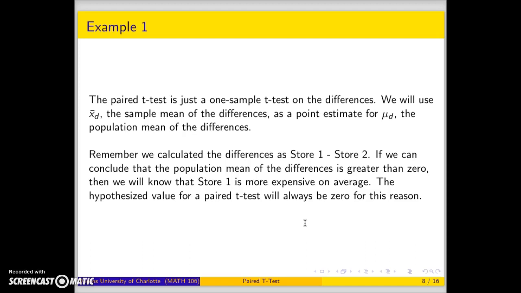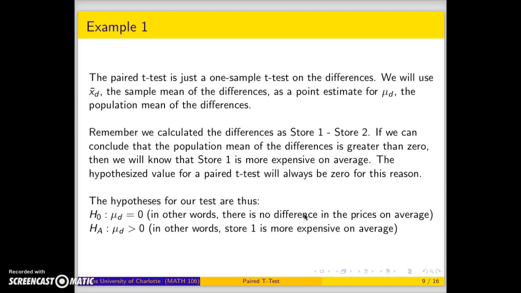If we do a hypothesis test and we can conclude that the population mean of the differences, mu d, is greater than 0, then we know that store 1 is more expensive on average. So we always want to compare to 0. So the hypothesis value for a paired test is always 0. So just remember that.